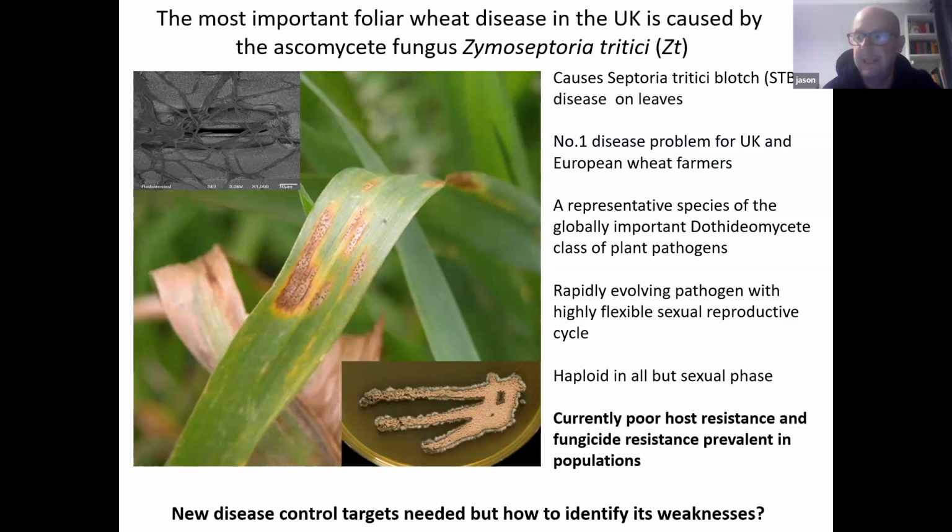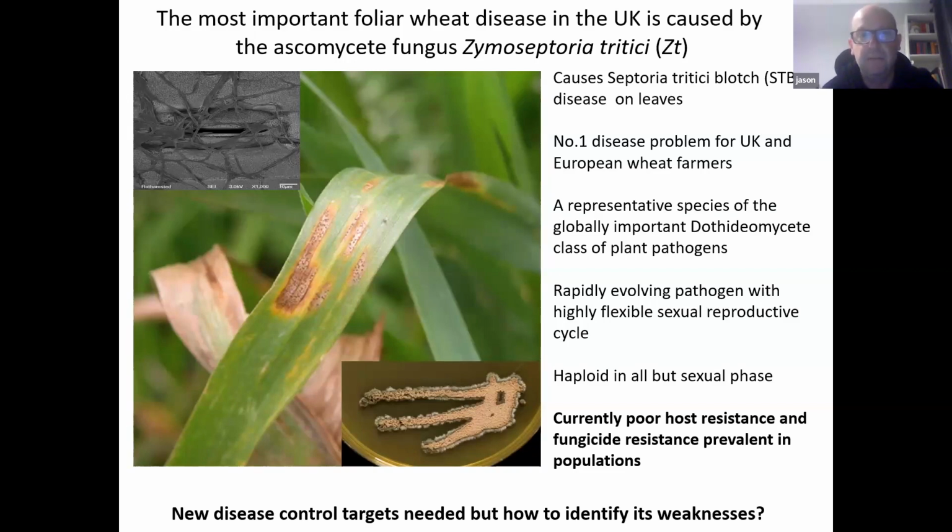To put that in perspective, current calculations suggest that 70% of all fungicides applied on arable land in Europe, in Western Europe in particular, are applied principally to control this disease. The farmers really do not want this disease to get into their wheat crop. So that is its economic and environmental footprint. It's a representative species of the globally important Dothideomycete class of plant pathogens.